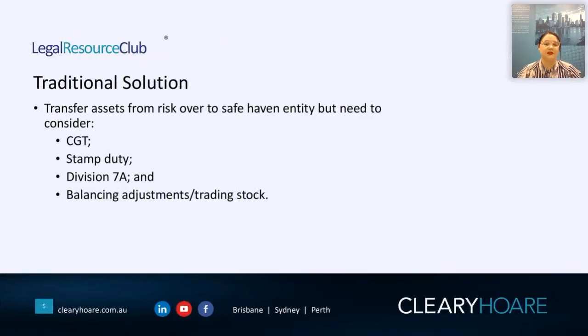As we foreshadowed earlier, the traditional solution to asset protection is to transfer the assets from the risk entity over to a safe haven entity. But when we're doing that, CGT and stamp duty are a consideration in all circumstances. And when you're dealing with companies, Division 7A, balancing adjustments and bringing trading stock to account are also issues that can have adverse tax consequences.